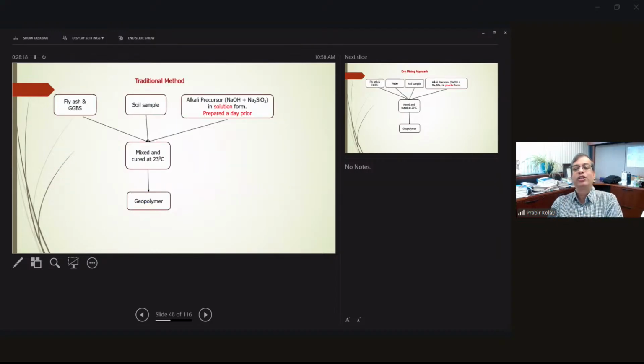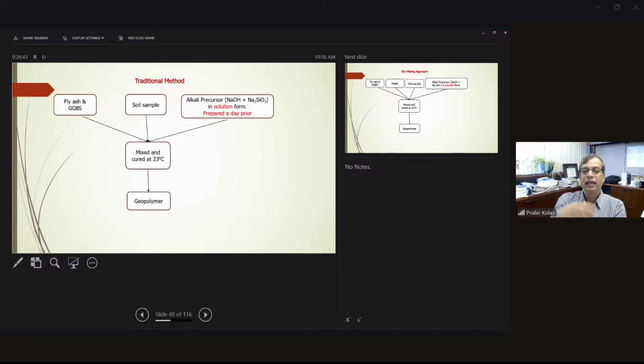So over here, a traditional geopolymer, we use fly ash and a geopolymer soil sample, and then we use the alkali precursor, sodium hydroxide and sodium silicate solution. When you add water to sodium hydroxide, it generates a lot of heat. Then you mix it with sodium silicate solution, keep it overnight, and the next day you add it into the mix with the fly ash, GGBS and soil together.